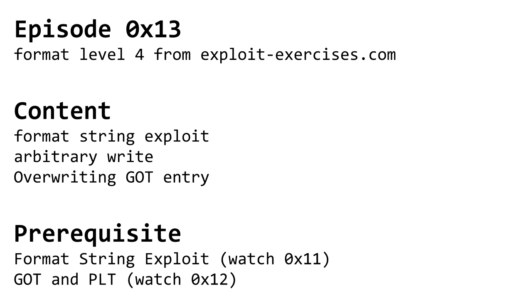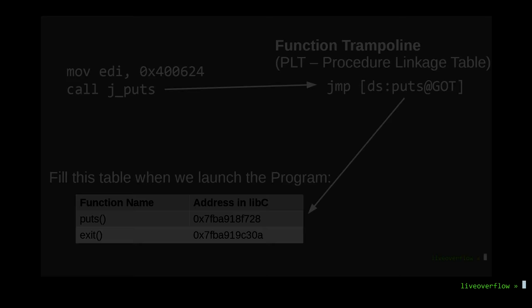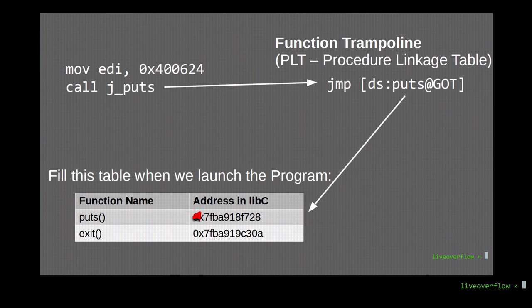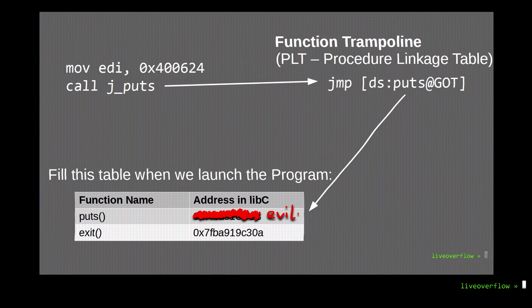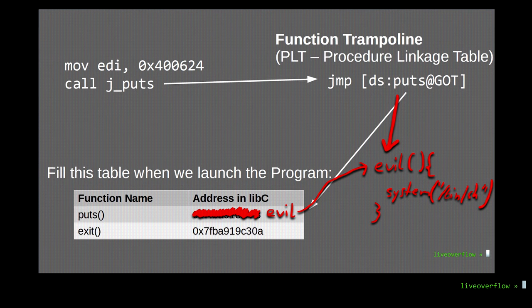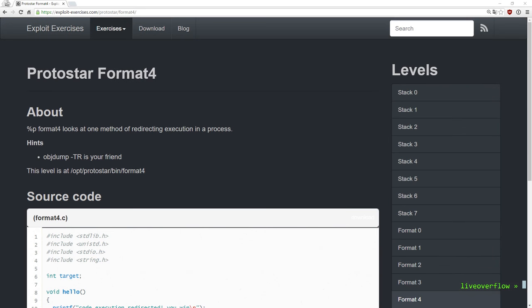Two episodes ago, we did our first format string exploit. And in the last video, we had a look at how dynamically linking libraries to binaries work. Basically, how can a program call functions from libc. And we also had an idea how to abuse this when we want to redirect code execution. In this video, we will use this technique to exploit format level 4 from Exploit Exercises Protostar.